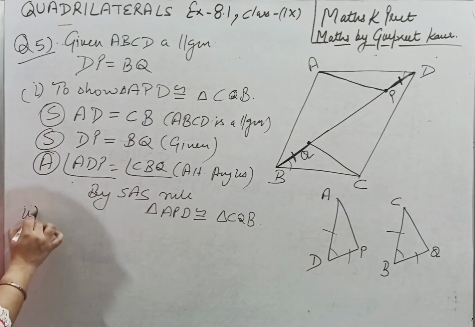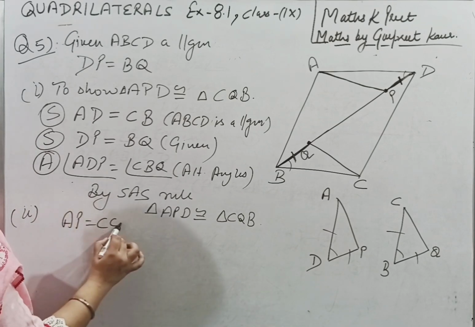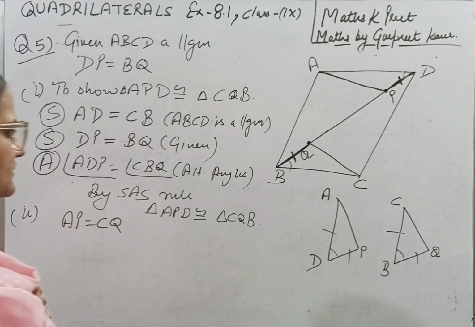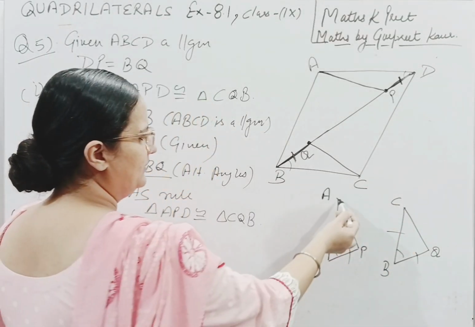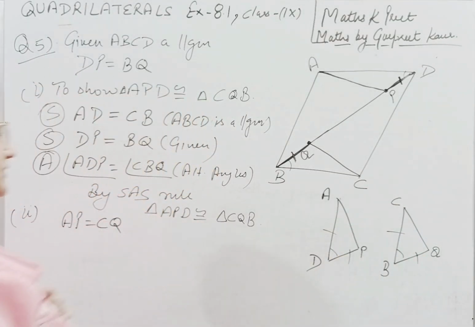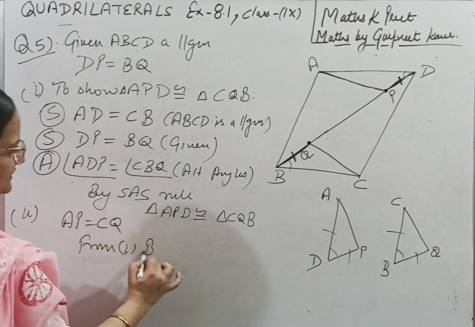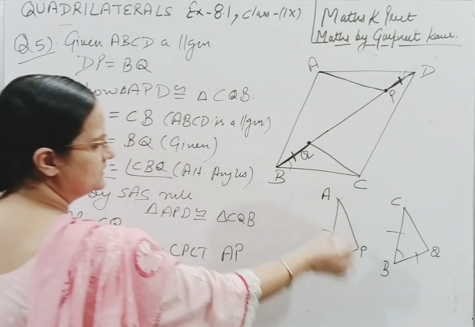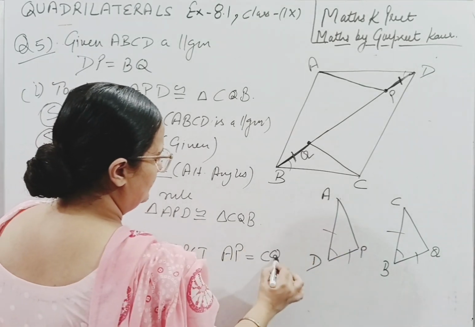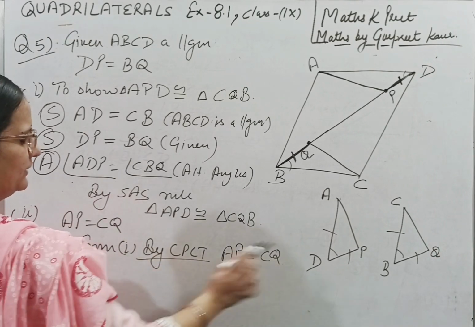The second part that I have to show is AP is equal to CQ. This is coming from the first part by CPCT. Therefore, from part 1 by CPCT, the third side will also be equal in these two triangles. This is the reason, and this we have proved.